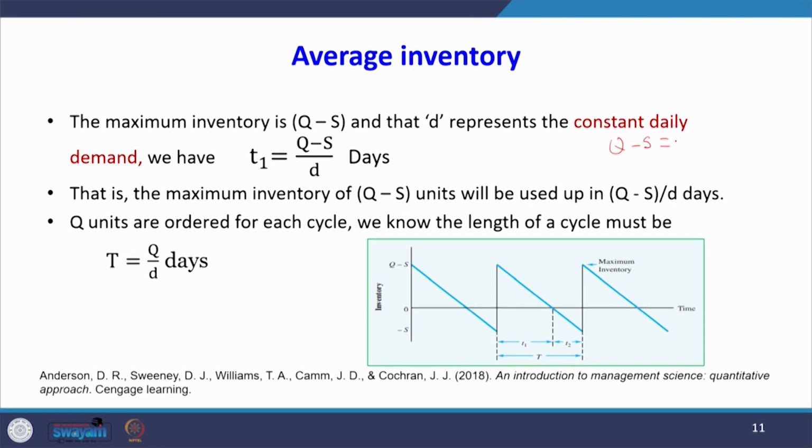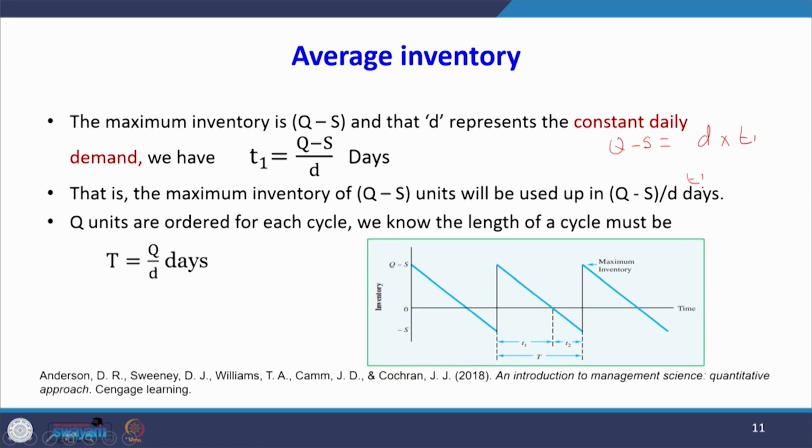To get Q minus S, what do we have to do? The per day demand multiplied by T1 will give you the maximum inventory. From this, Q minus S equal to D multiplied by T1, we can get T1 as (Q minus S) upon D. So, we can express T1 in terms of (Q minus S) upon D. What is the small d? This is the constant demand rate, so the maximum inventory of Q minus S units will be used up in (Q minus S) upon D days, that is your T1 days.